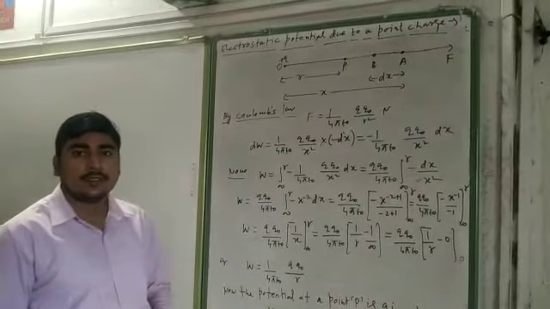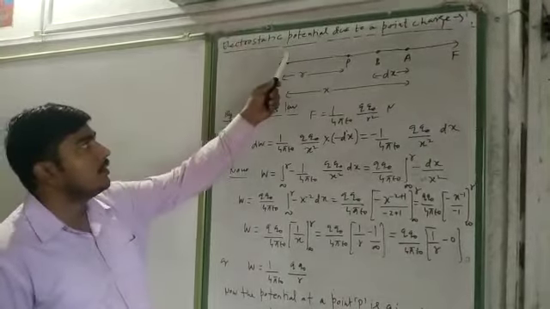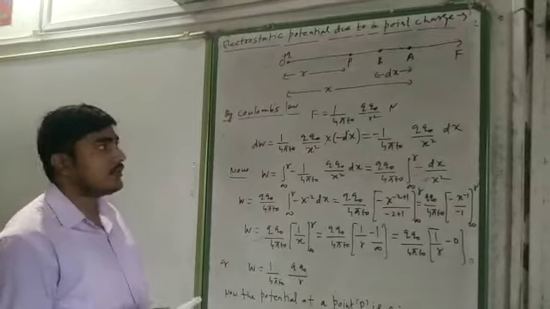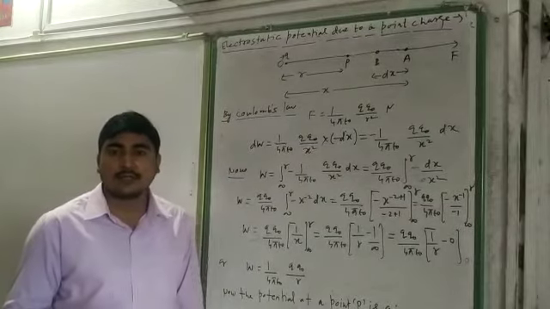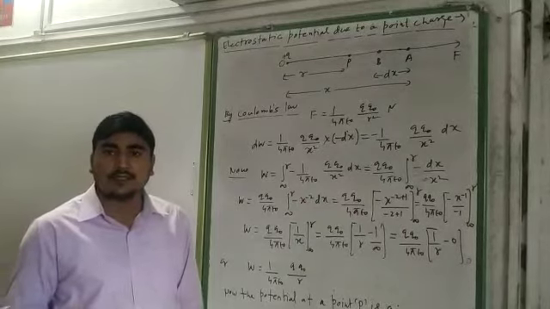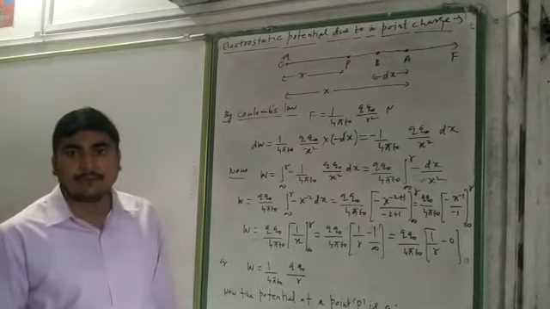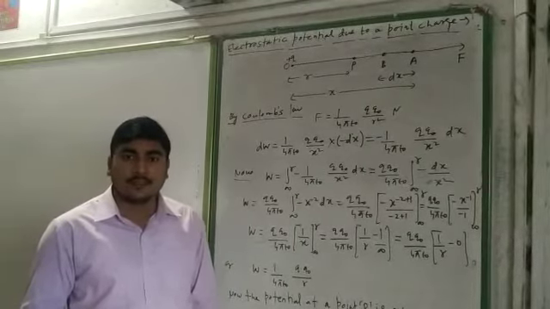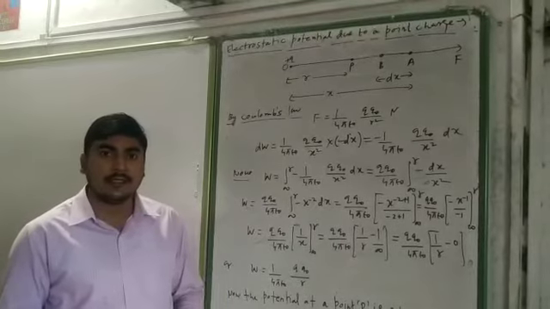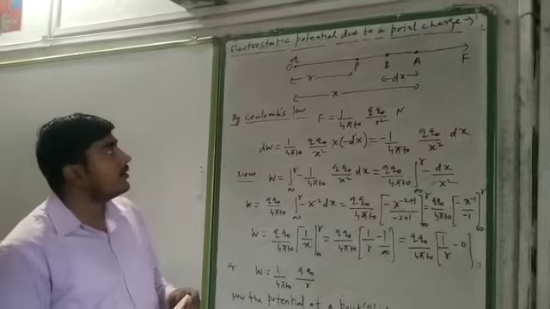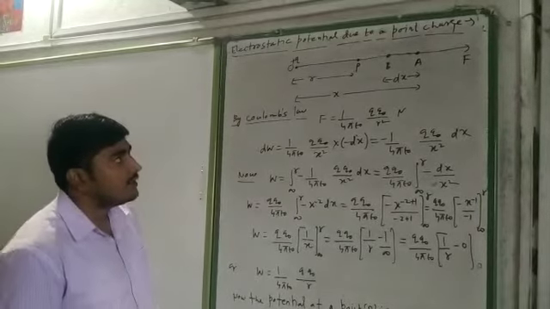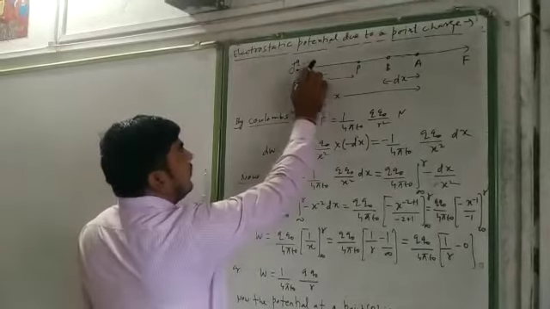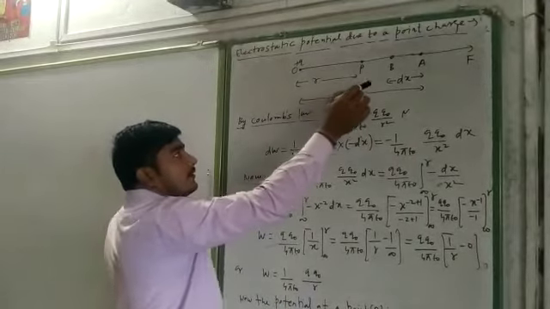Right now we are going to study the electrostatic potential due to a point charge. We have studied the first chapter, electrostatics, and now we are going to start the second chapter, electrostatic potential and capacitance, in which we study the electrostatic potential, electric potential difference, and the unit and dimension of the electric potential. So now we have the topic electrostatic potential due to a point charge. Here we have to find the electric potential at a point due to a charge.